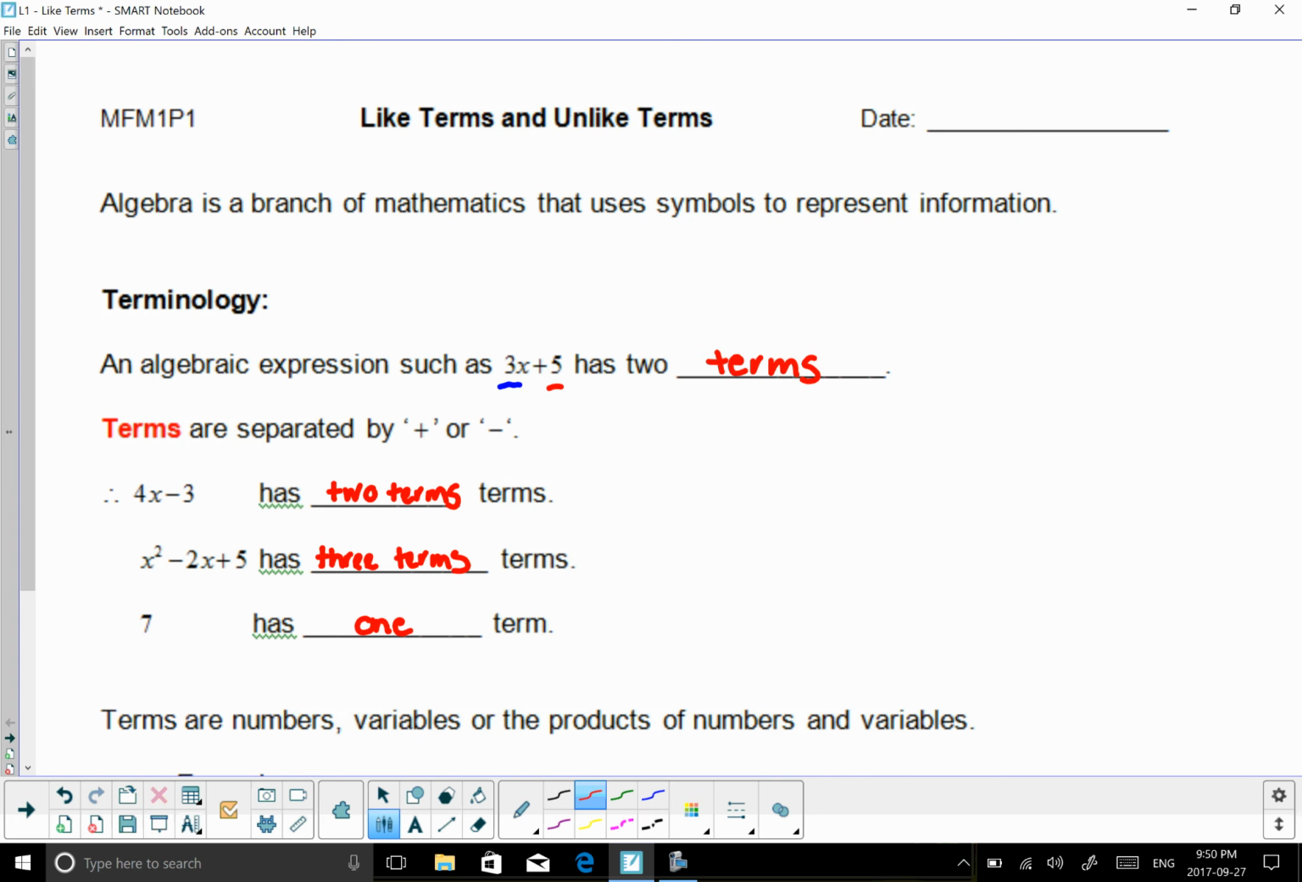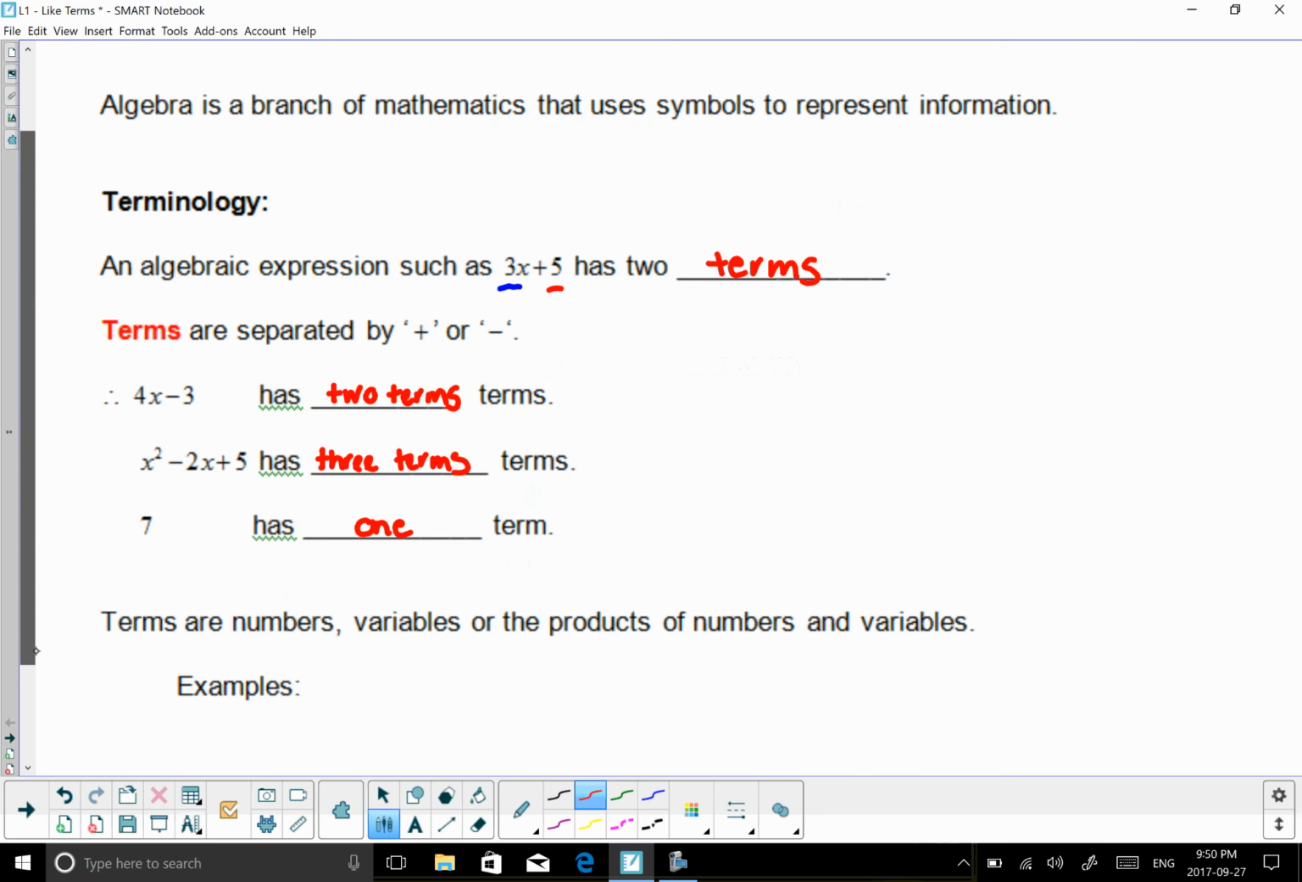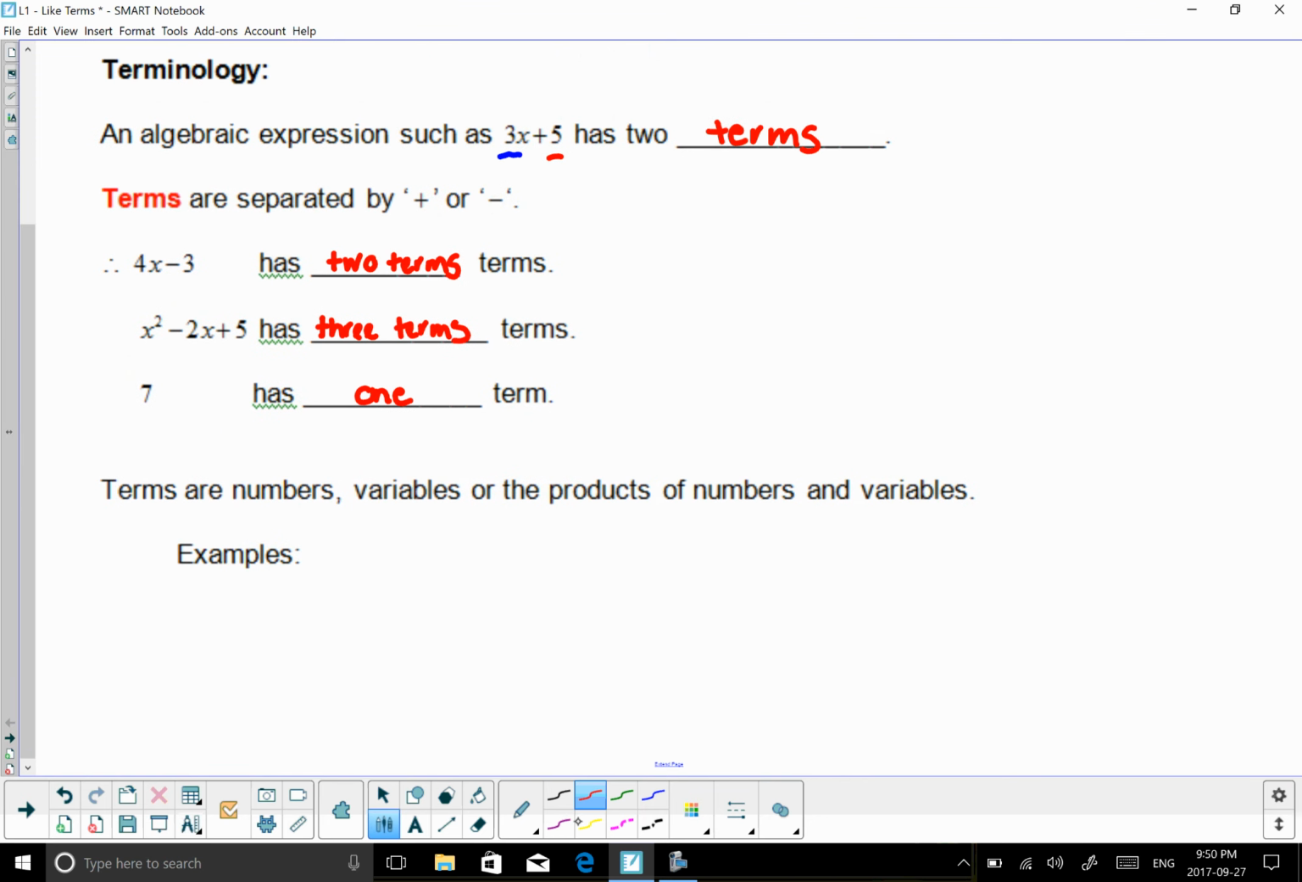It can be variables, such as 4x, or the products of numbers and variables, where you have like x squared or 2x. So we can write all sorts of terms out. We can make them up as we go. Some examples of terms: 2x is a term. We have, I can say, negative 5 x squared. That's a different type of term.